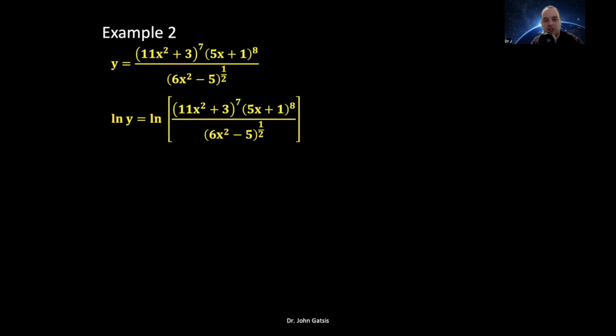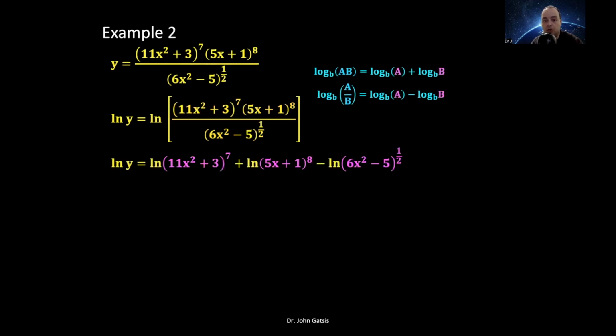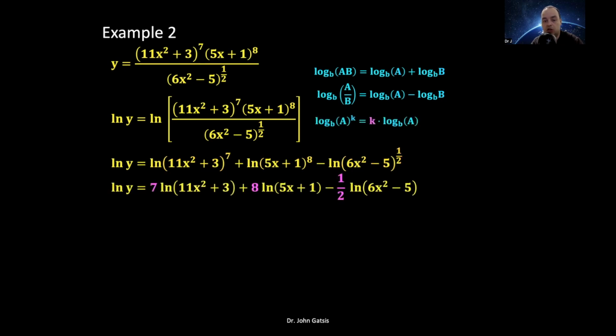Anyway, let's split those up using the rules for logarithms. So we have the logarithm of a product and the logarithm of a quotient. So we can add the two numerator terms separately and the denominator will be subtracted. So there are the two rules in action for those three terms. Now, we can use the power rule for the logarithm to bring those exponents 7, 8, and 1/2 to the front. And here we go with that. So each exponent will go to the front.